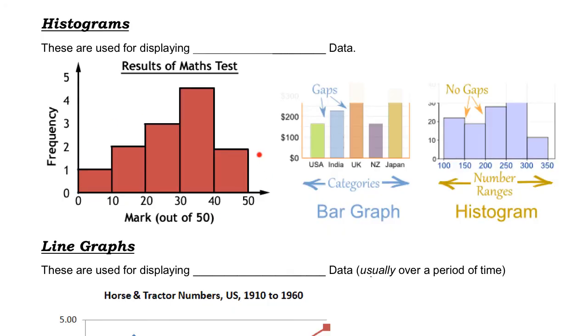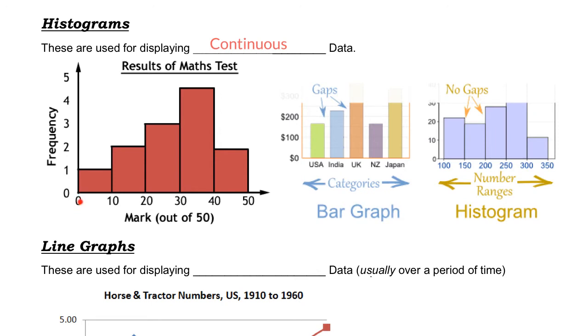These look like bar graphs, but they're not. These are called histograms, and they're used for displaying continuous data. So this is numerical data that is continuous. So for example, you can get results of a math test. So you can have any value between 0 and 50 on this math test. You're not limited to whole numbers. So you could get a half mark on a test or something like that.